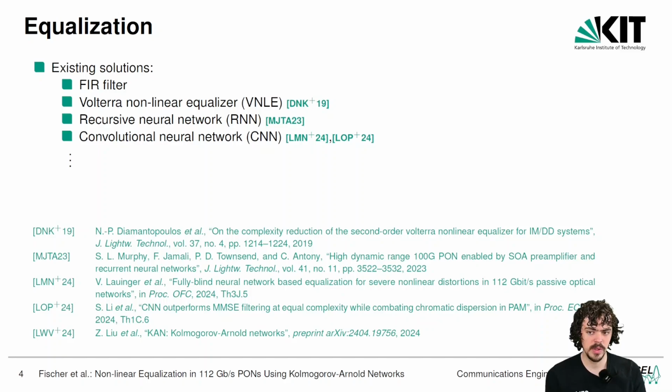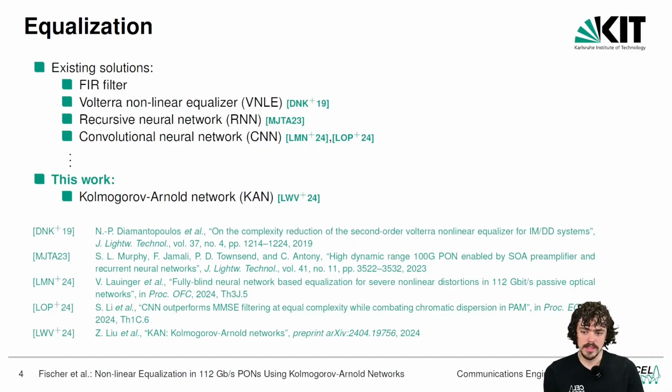Some existing solutions for the equalization task in passive optical networks include linear FIR filters, but also some examples of nonlinear equalizers are Volterra nonlinear equalizer, recurrent neural network, and convolutional neural network. And in this work, we explore the use of Kolmogorov-Arnold networks for the equalization task. Kolmogorov-Arnold networks were recently introduced in May 2024, and their main characteristic is that they allow for interpretability of the learned network models.